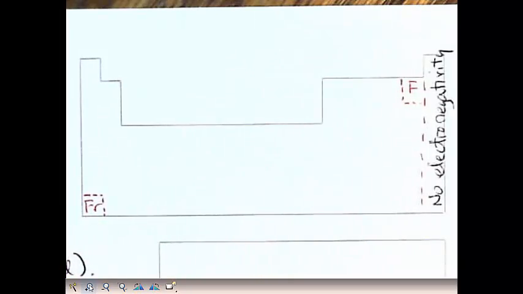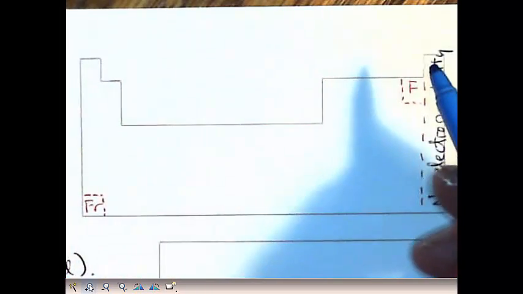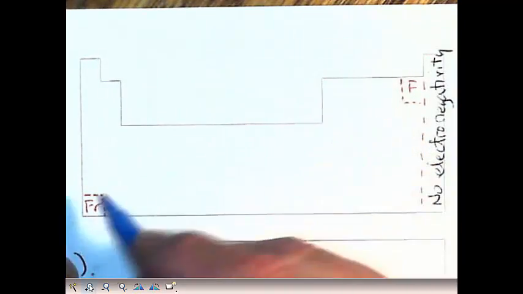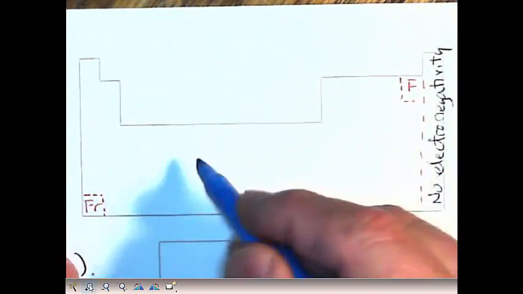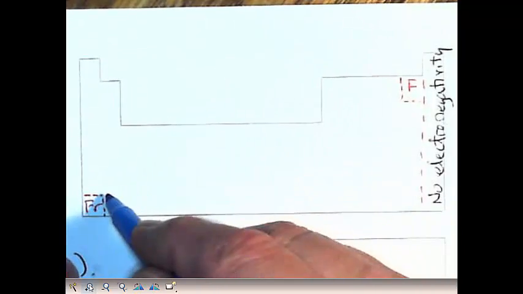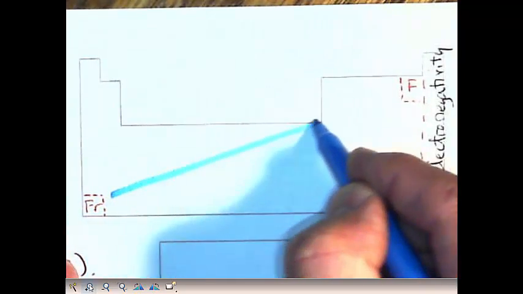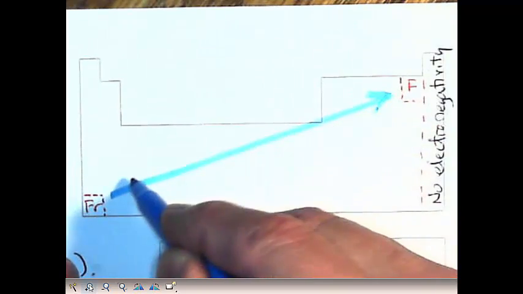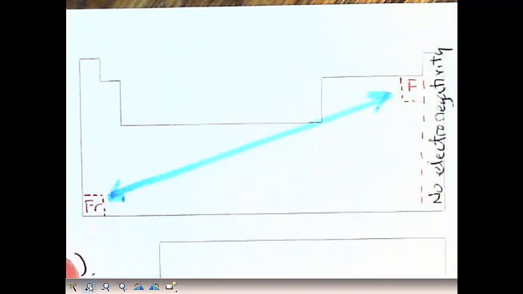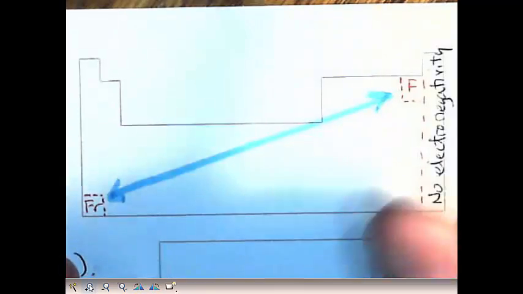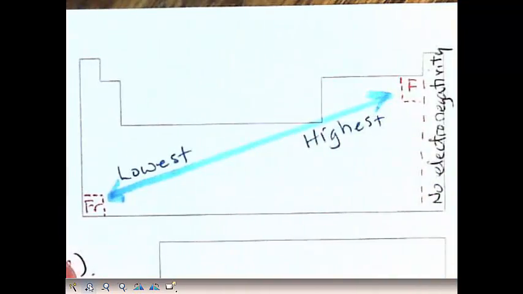Okay? So the pattern of electronegativity pretty much is smooth along here. There's some bumps in the road in this section in the middle here. But for the most part, it's pretty smooth. Okay, we got the highest electronegativity up there on the upper right, and the lowest down here on the lower left.